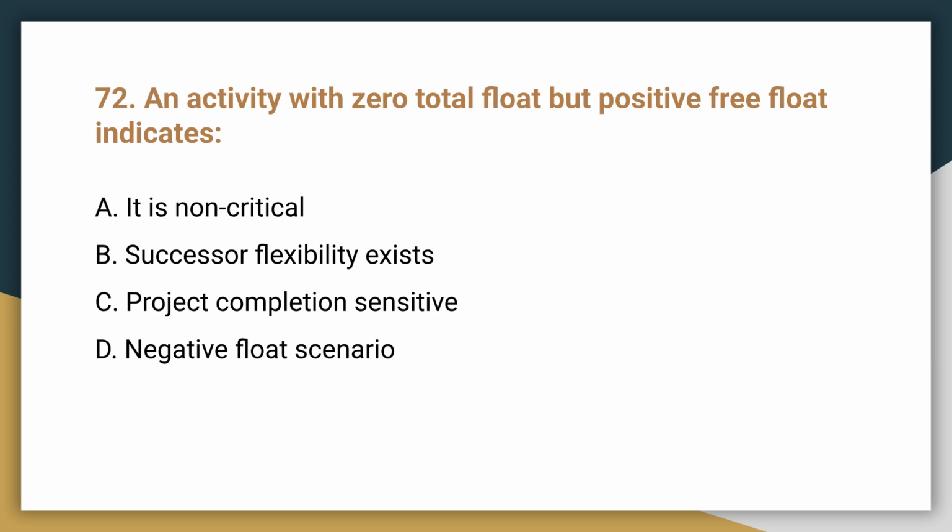Question 72. An activity with 0 total float but positive free float indicates what? It indicates C. Project completion sensitive. 0 total float means the activity is on the critical path, even if local free float exists.